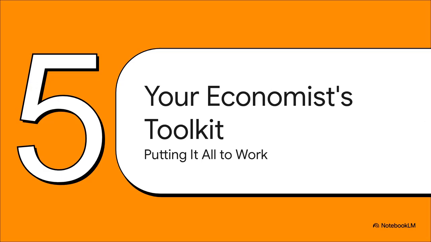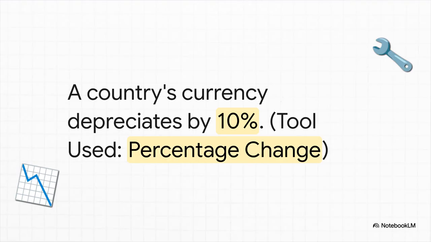Okay, we have officially loaded up our toolkit. We've got our wrench for percentage change, our gauge for reactions, our scales for the whole economy, and our global ledger. Now for the fun part. Let's use them all together to break down a real-world situation. So, let's imagine this scenario. A country's currency suddenly drops in value by 10% compared to other currencies.